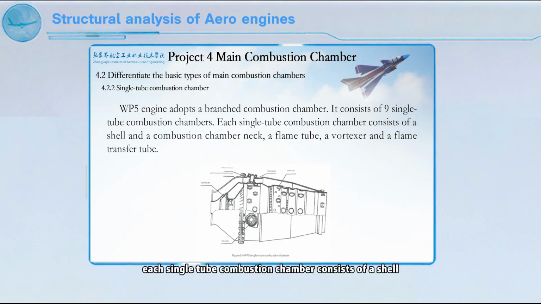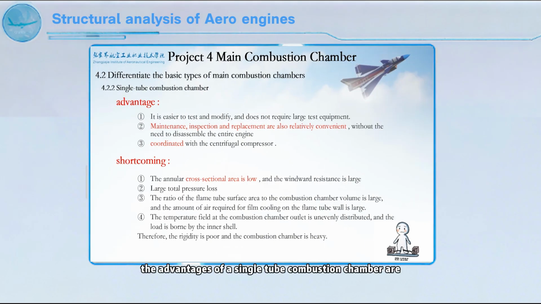Each single tube combustion chamber consists of a shell and a combustion chamber neck, a flame tube, a vortexer, and a flame transfer tube. The advantages of a single tube combustion chamber are: first, it is easy to test and modify and does not require large test equipment. Second, it is also convenient to maintain, inspect, and replace, and does not require the entire engine to be disassembled. Third, from the overall structural arrangement of the engine, it is more coordinated with the centrifugal compressor.